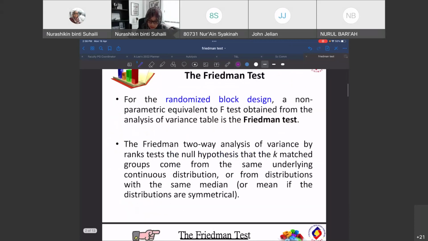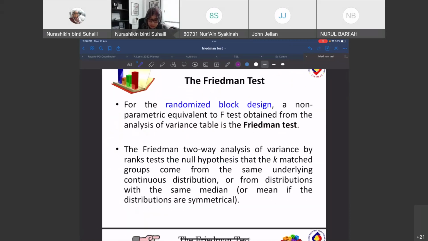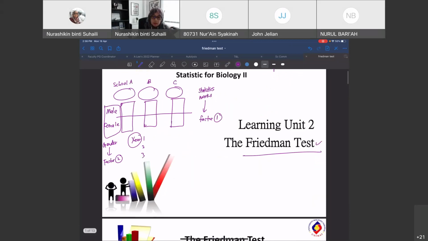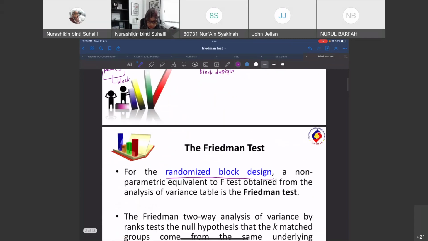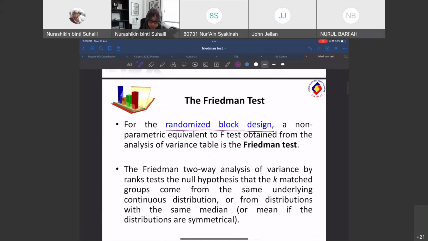So Friedman test is used for analyzing what we call randomized block design. So this kind of data, when we have two factors, the whole data here, we call it randomized block design. And the second factor just now is also known as block, because we create a block inside that. So that's randomized block design.